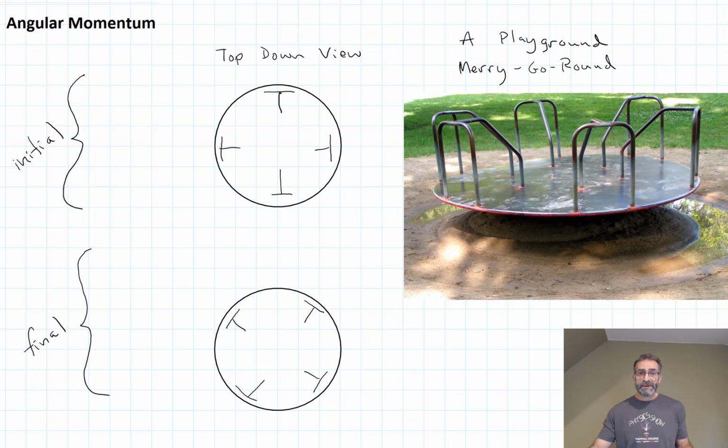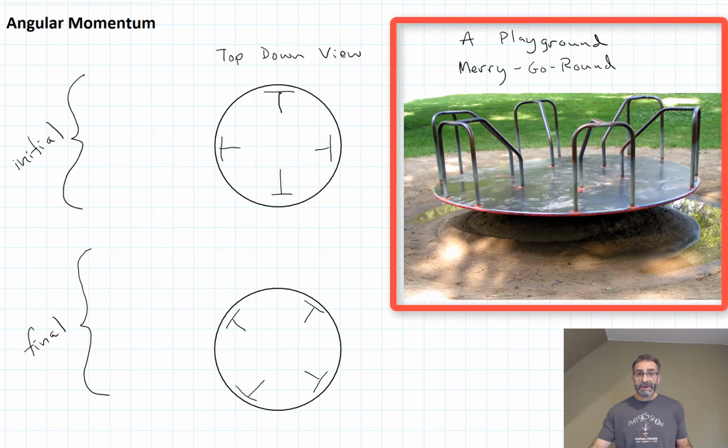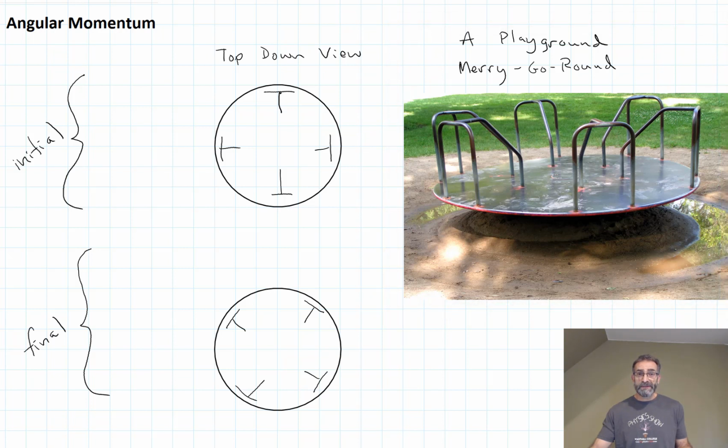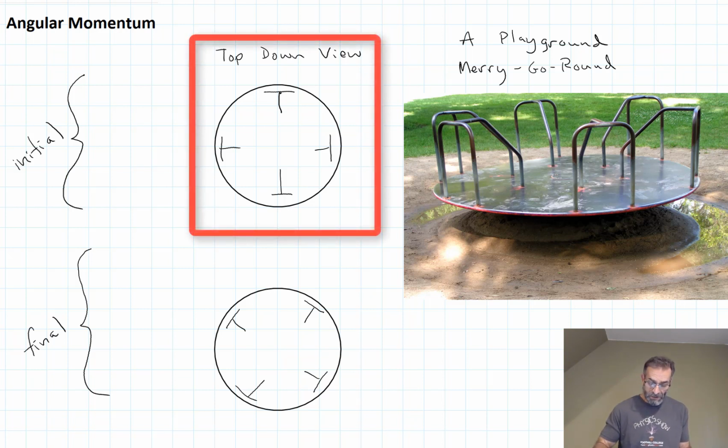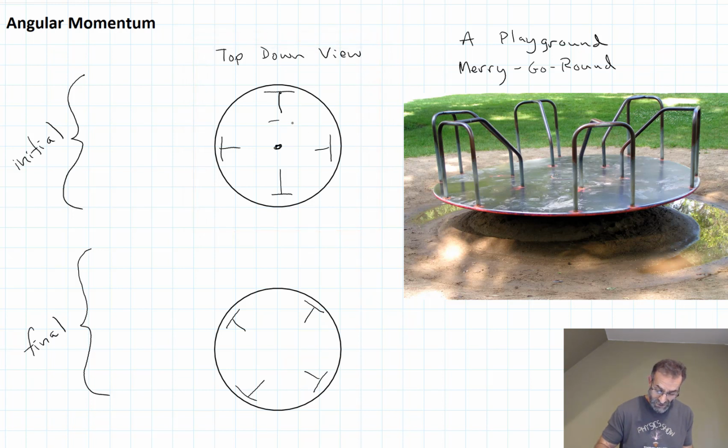Let's take a look at this example and what role angular momentum plays. This is a playground merry-go-round. It's a big rotating disc. Kids can jump on and off, and it rotates about an axis perpendicular to the ground through the center of the disc. If we look down from the top, a bird's eye view, the merry-go-round can rotate on its center point, and it can rotate one way or the other.